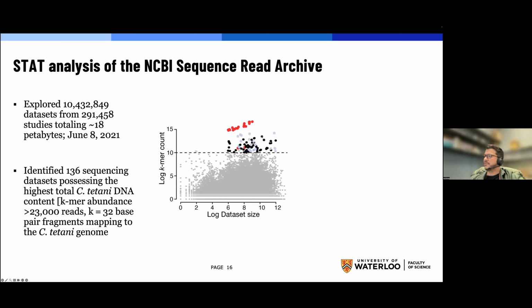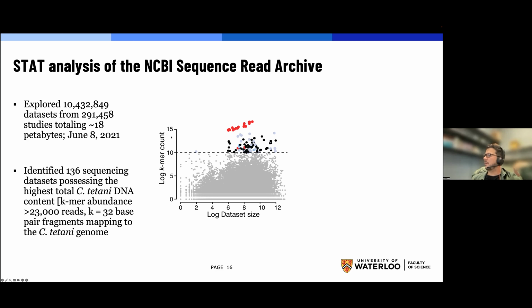And this is just a visual depiction of our screen here. What I'm showing you, each data point here, is a sample within the SRA. I'm plotting the data set size on the x-axis, and on the y-axis I'm showing you essentially a count of the number of C. tetani affiliated reads, or k-mers, I should say, that we're finding in these samples.